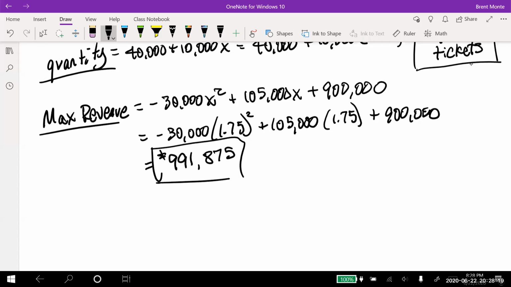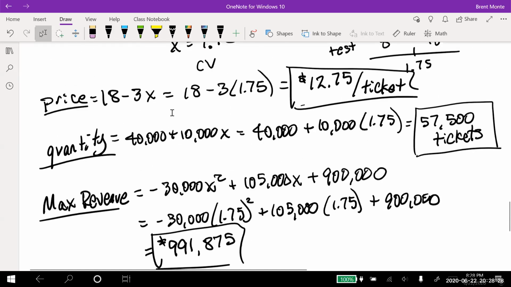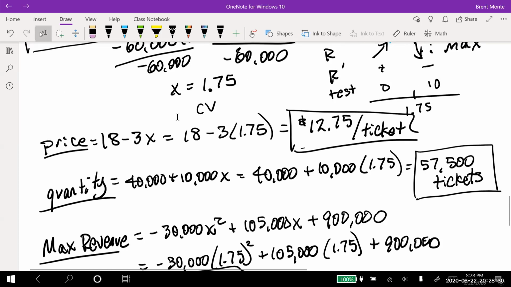Now here's the good part. Not only did we make more revenue, $91,875 more in revenue, but our costs are going to go down because we have fewer people coming to the stadium. So whether it's cleaning cost, whatever the costs are associated to that, we have fewer people. So we've even made more profit than we would have because our revenue's gone up and our cost has gone down a little. So anyway, that's the idea.